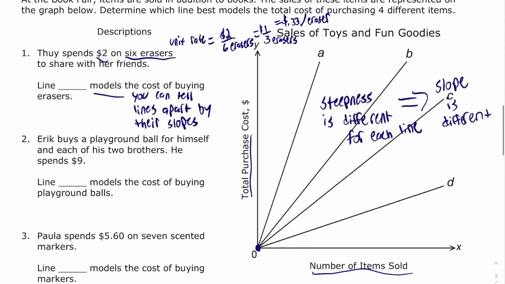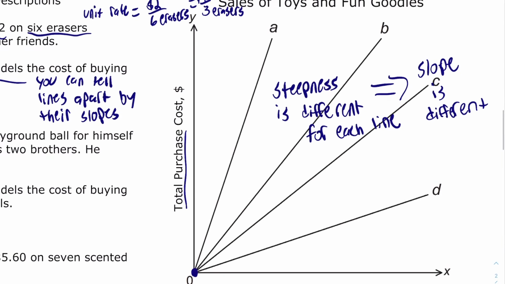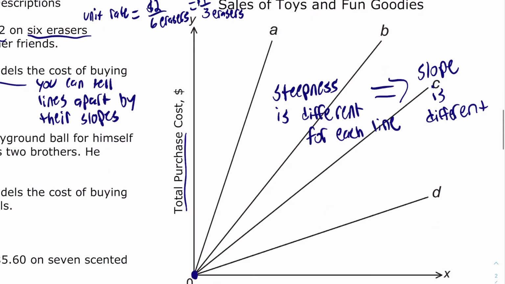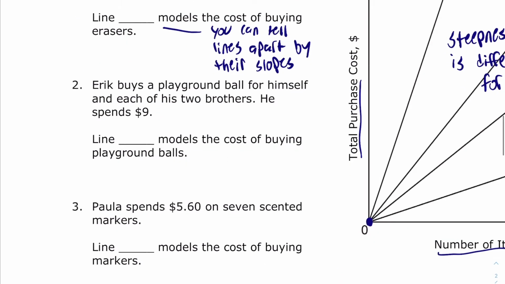All right, but then once again, do any of these lines have numbers on them? We know that we need a slope of 0.33. None of these graphs have numbers on them, so we're going to need to continue our search by finding more slopes. In the second situation, the key numbers are $9, and he buys a toy for himself and 2 brothers.